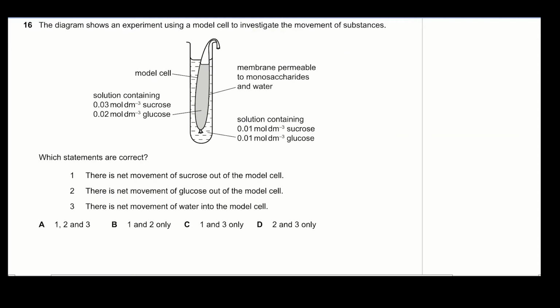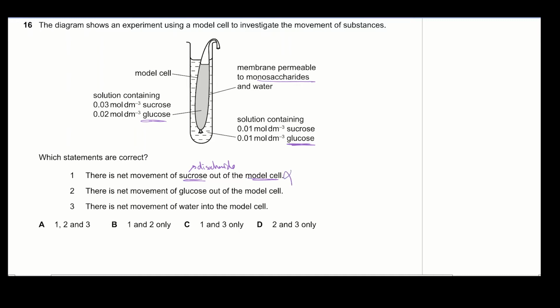An experiment used a model cell to investigate the movement of substances. Which statements are correct? 1. There's a net movement of sucrose out of the model cell. Here, coming back to the diagram, it says membrane permeable to monosaccharides and water. Sucrose is a disaccharide, not a monosaccharide. The monosaccharide here is only glucose. So glucose is the substance that moves, not sucrose, so this is incorrect.